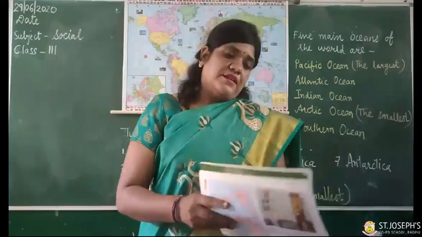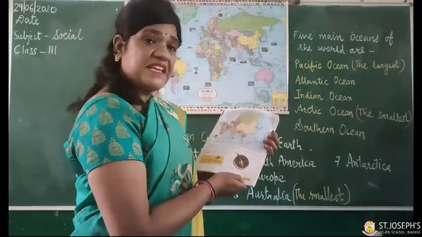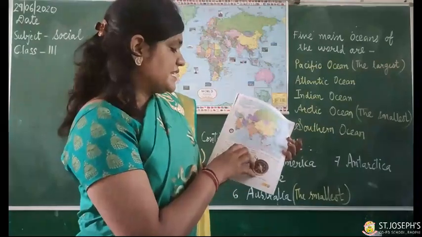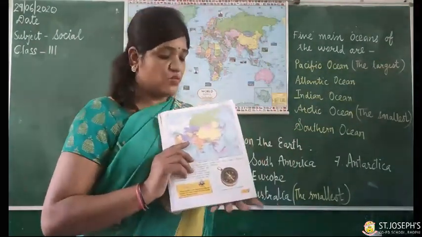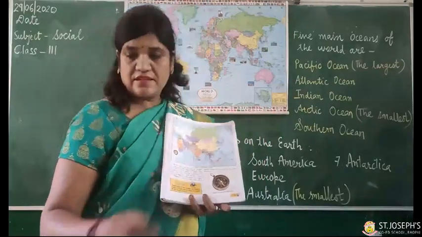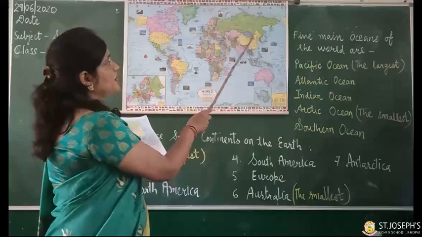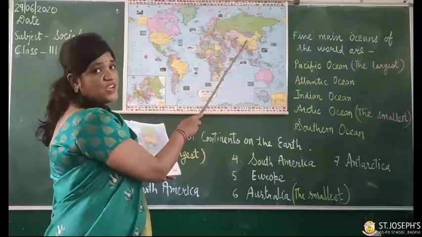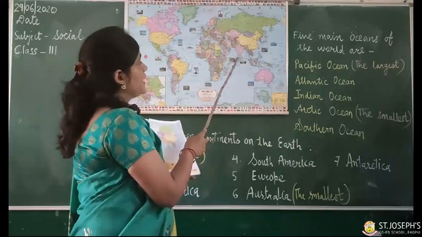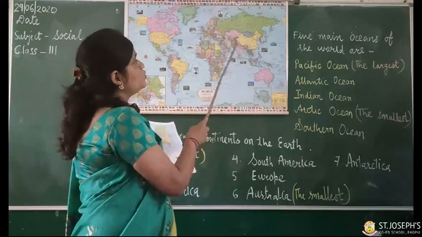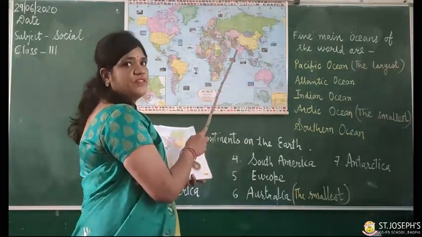Now if you turn to page number 13, you can see that India is located in the south of Asia. Here it is, India. This is Asia. We have read just now that Asia is the largest continent. Asia is the largest continent and India is in the south of Asia.